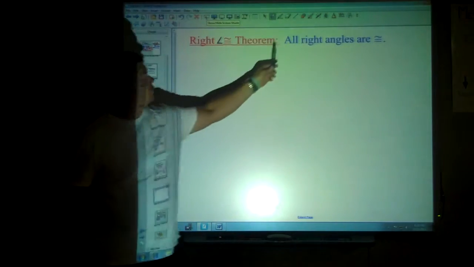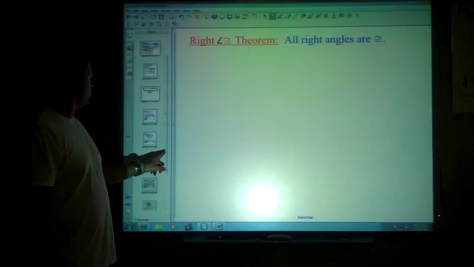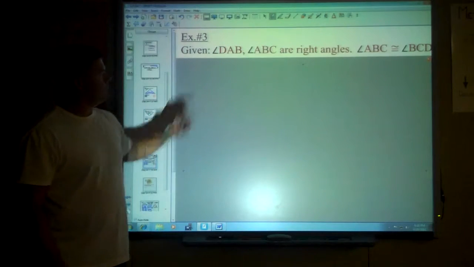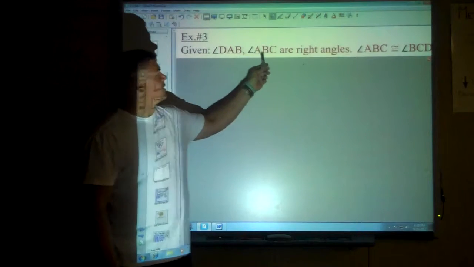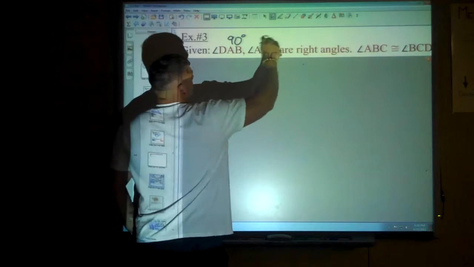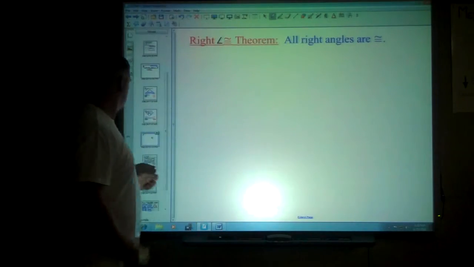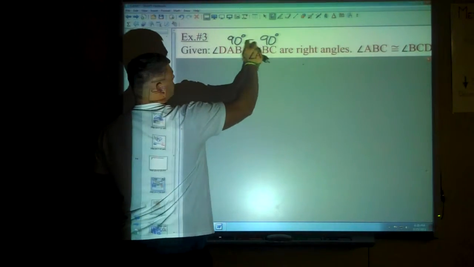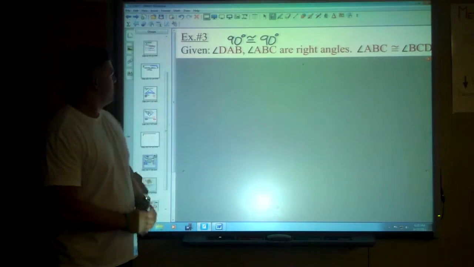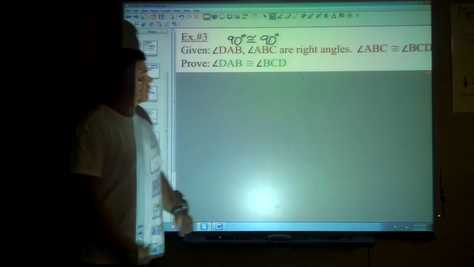So again, all right angles are congruent. If you are dealing with right angles, and anywhere else is a right angle, then you know you're dealing with congruent angles. Last example, given that angle DAB and angle ABC are right angles, so that's given, you now know that this is 90 degrees, and that's 90 degrees. You also know that they are congruent, because all right angles are congruent, so we know that these two are congruent to each other. Angle ABC is congruent to angle BCD, that's another piece of information. Try and prove that angles DAB and BCD are congruent to each other.